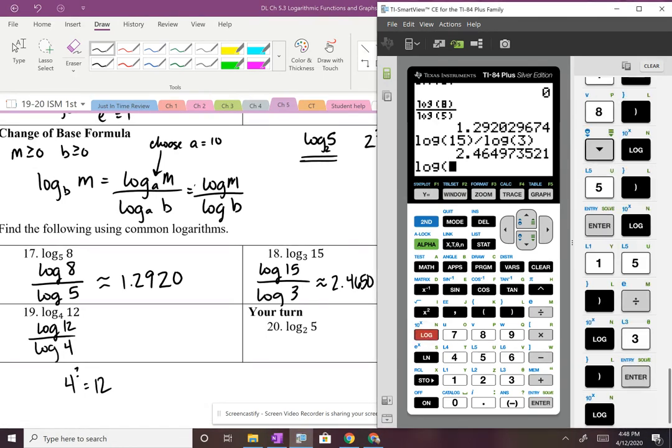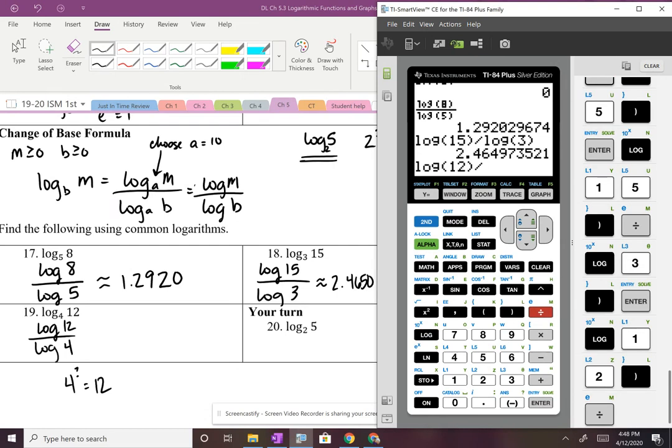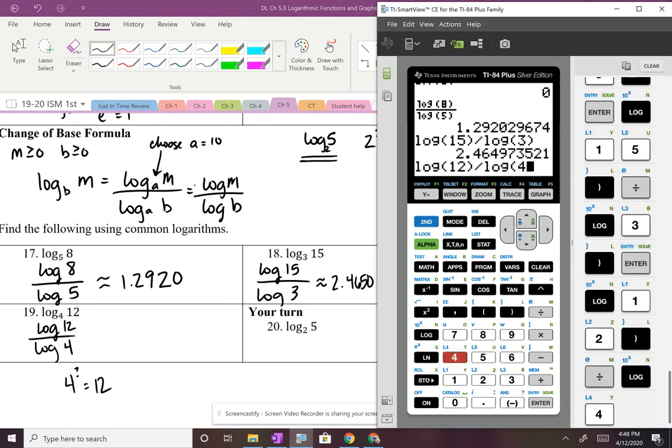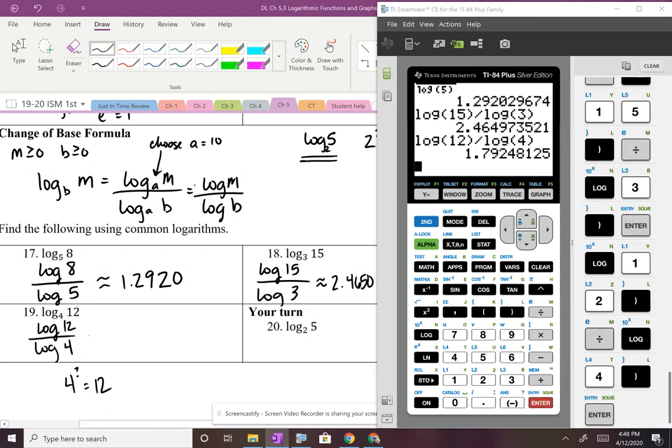So log of 12 divided by log of 4. Again, do not touch the 12 and the 4. You cannot reduce those. This gives me 1.792. The 8 rounds the 4 up to a 5. Your turn.